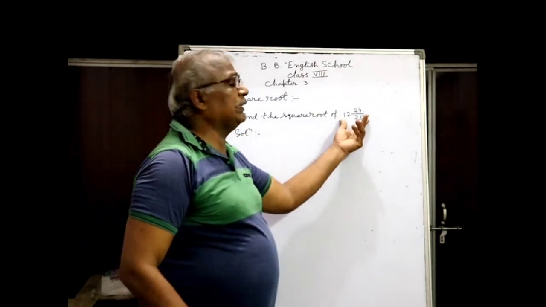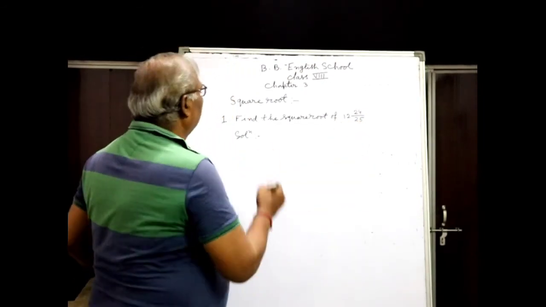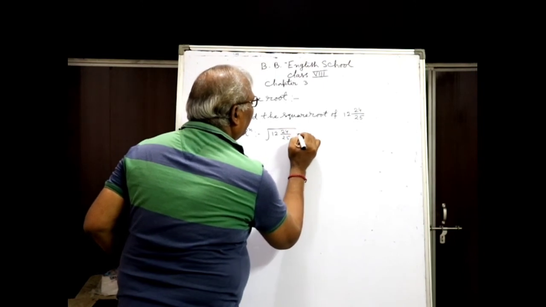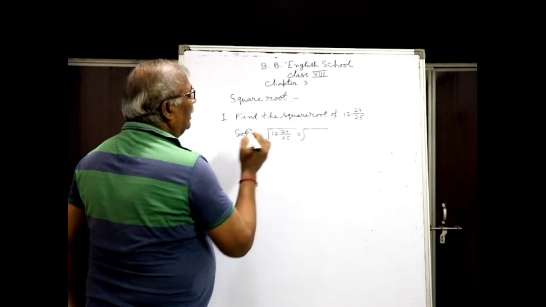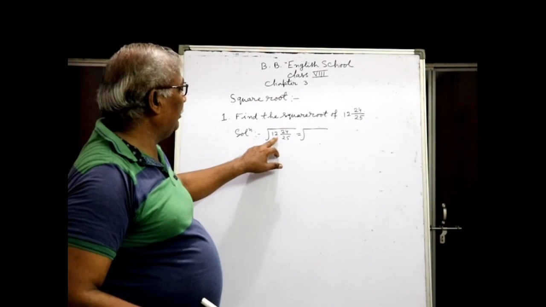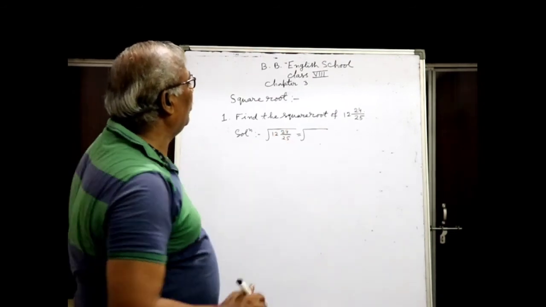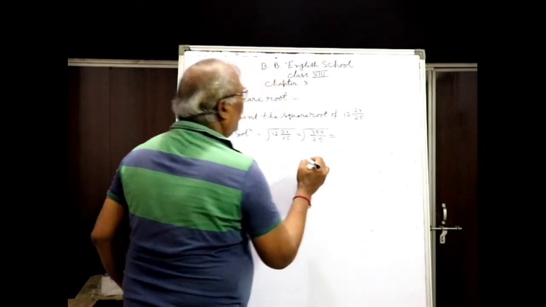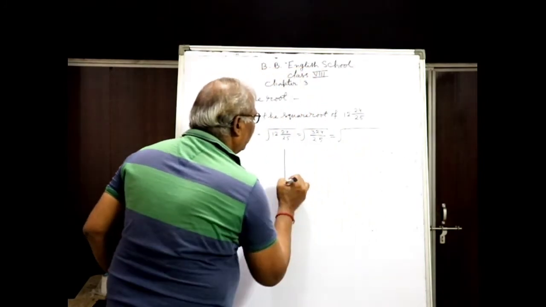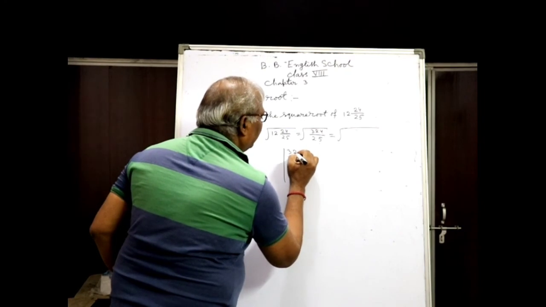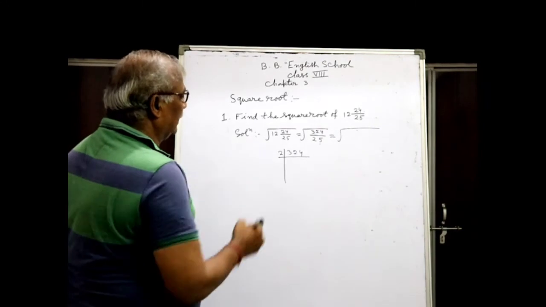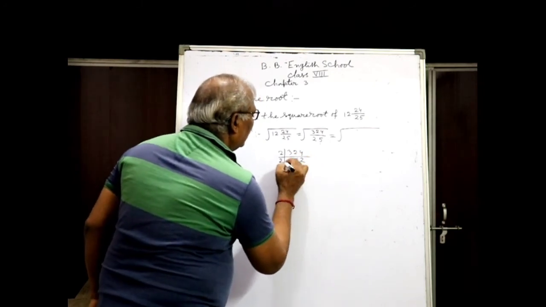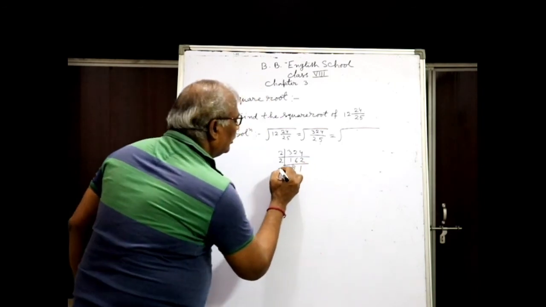First, we will change this mixed fraction into an improper fraction. 12 wholesome 24 by 25. First, we will multiply 25 by 12. We get 300. 25 into 12 is equal to 300. 300 plus 24 is equal to 324 upon 25. Now 324 can be factorized. We will find all factors of 324. First, divide this number by 2.